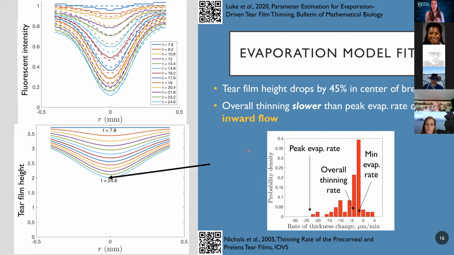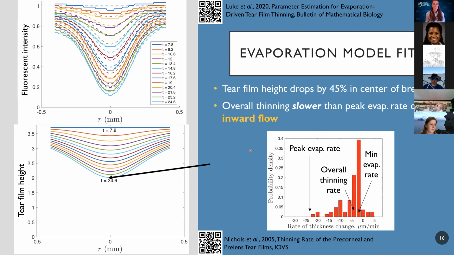Okay. Also, because that overall thinning is slower than the peak evaporation rate, it's an indicator of inward flow. And we know that pressure flow is always inward. Marangoni flow is outward, but this fit is just done with the evaporation model because it's a relatively slow breakup region.